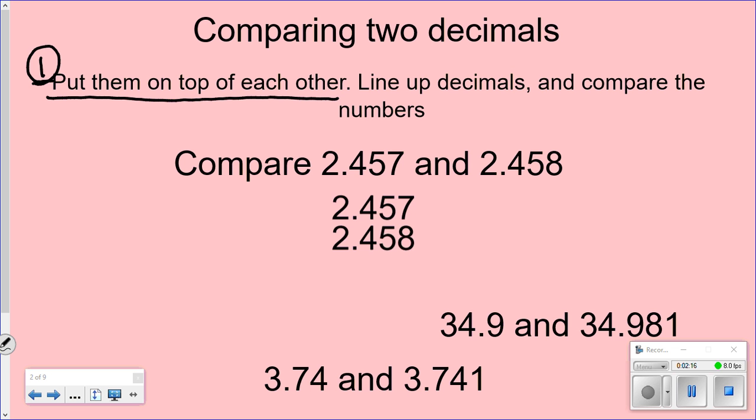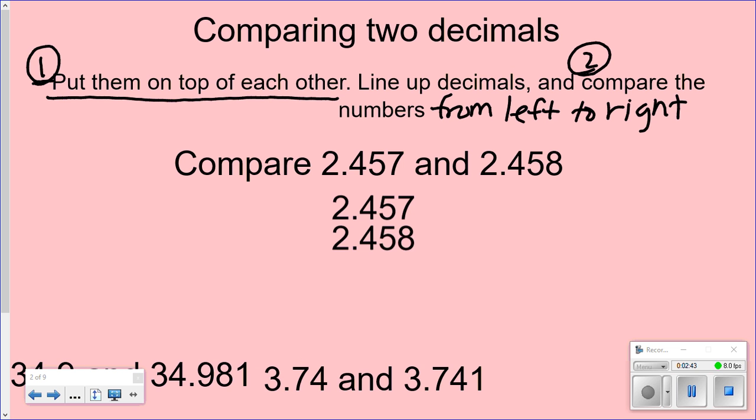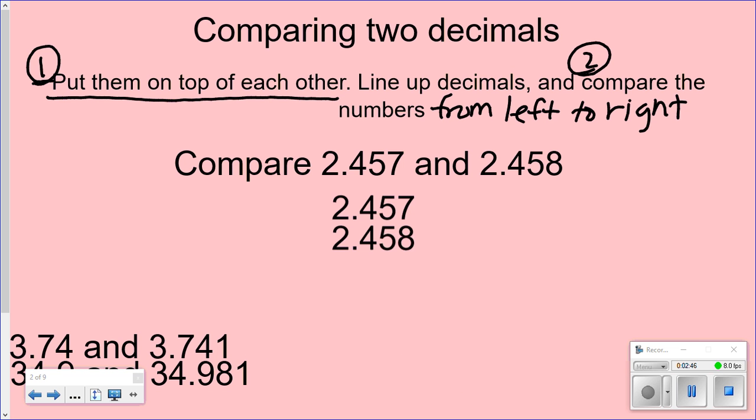Step 2 is compare the numbers from left to right. So first you're going to line them up, put them on top of each other. Second, you're going to look at the place values from left to right. And what I mean by compare is telling which one's greater. When we're comparing two things, we're probably looking at seeing which one's greater.